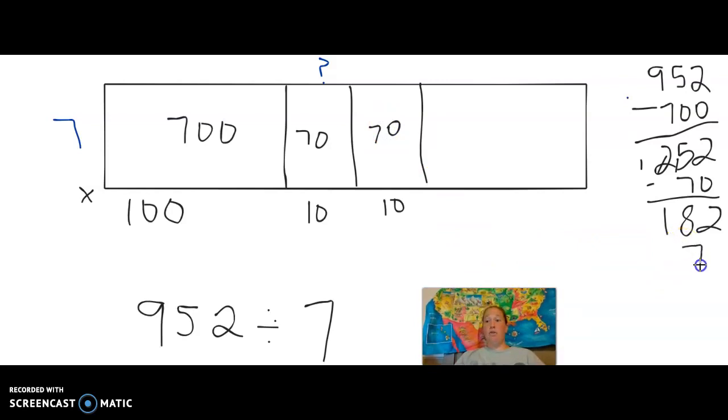We need to keep subtracting. 2 minus 0 is 2. 8 minus 7 is 1, and 1, 112. We still can do another times 10. I'm going to show you a cool trick also once we do this. 7 times 10 is 70. Okay.